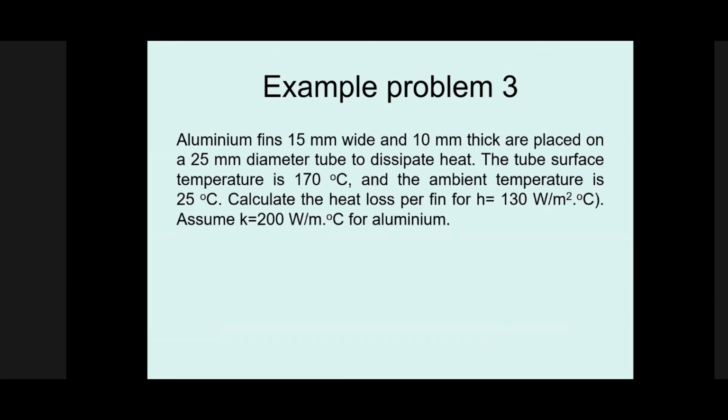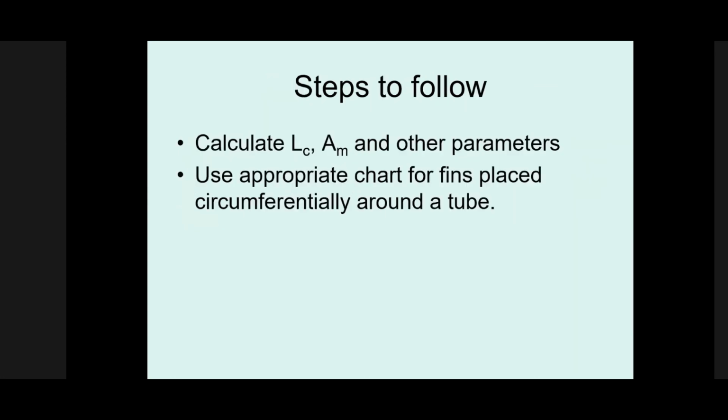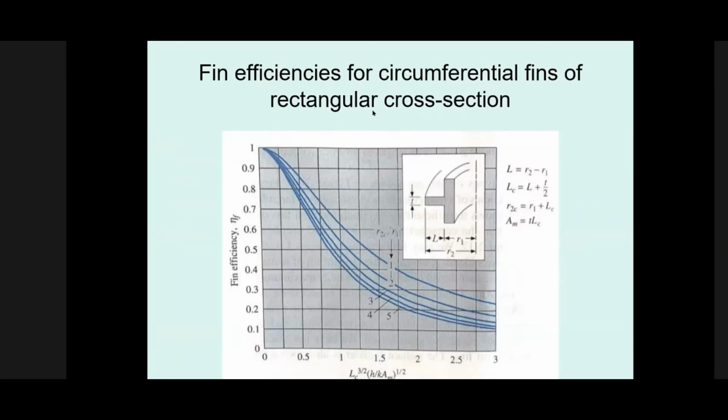And example 3 is you will need to use the curves. So this is aluminium fins 15 millimeter wide and 10 millimeter thick are placed on a 25 millimeter diameter tube to dissipate heat. The tube surface temperature is 170 and the ambient temperature, calculate the heat loss. So this is much more practical because it is on a tube. Okay, so it is on a tube and you are going to calculate the heat transfer from there. Again, it's a solution, calculate the LC, AM and other parameters, use appropriate chart. Basically, the chart would be this one. Okay, so this would be for example 3.